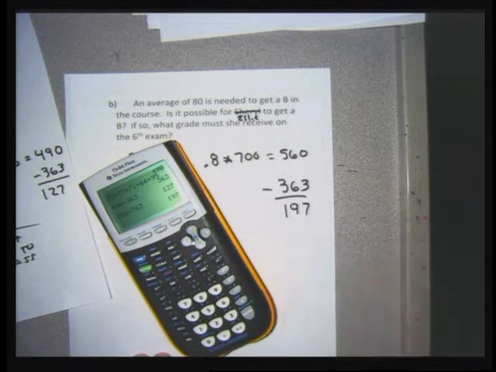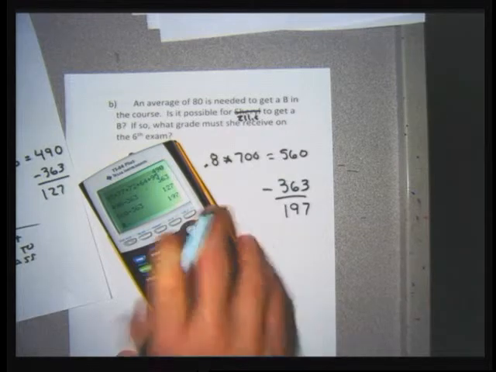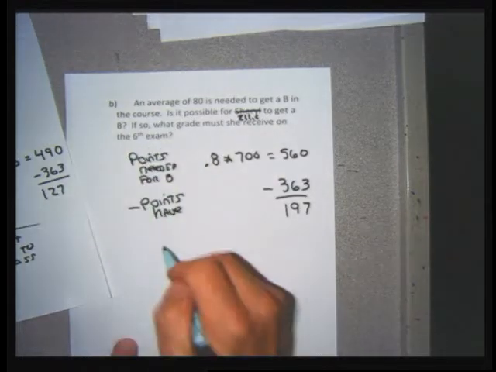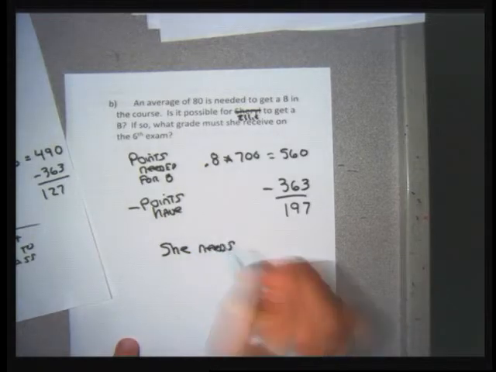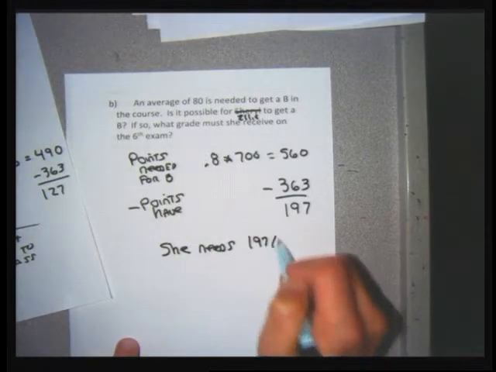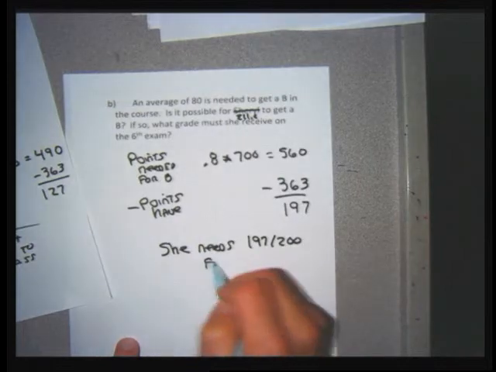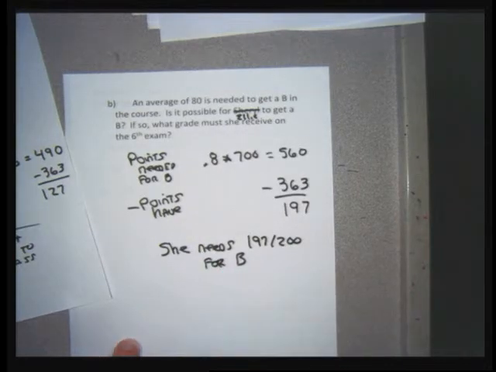It may not be likely, but it's now possible. In the last example with Ellie, it was impossible for her to get a B. She needed 117 out of 100. But now that this last test is worth 200 points, she can actually do it. So she needs 197 out of 200 for a B.